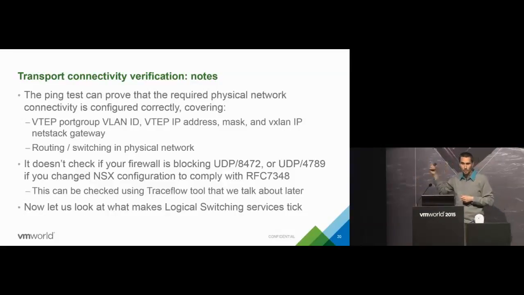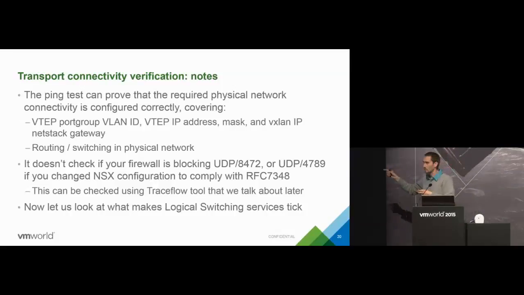What did that mean? If that ping worked, it proves that the required physical network connectivity works correctly. So you've got the correct VLAN ID for your VTEP DB port group, the VTEP IP address is correct, the netmask is correct, the VXLAN IP netstack gateway is correct, right? And the underlying switching or routing network is also correct. So VTEPs can talk to each other.